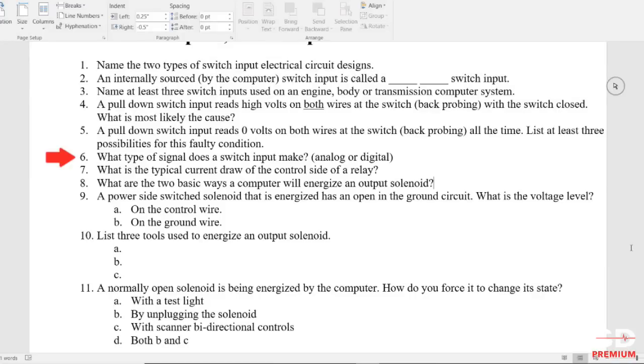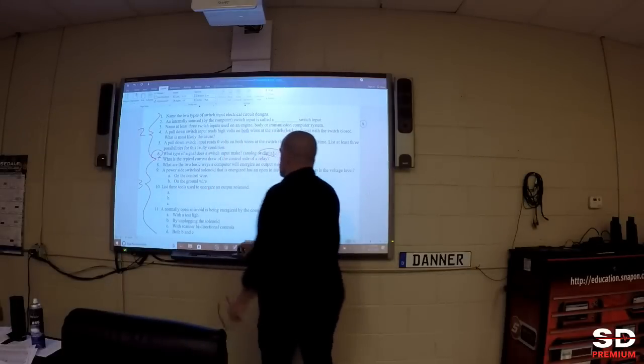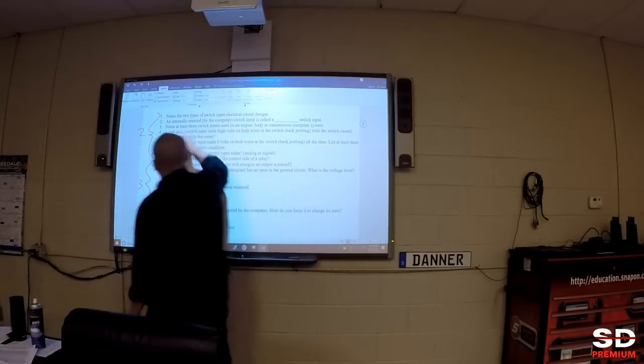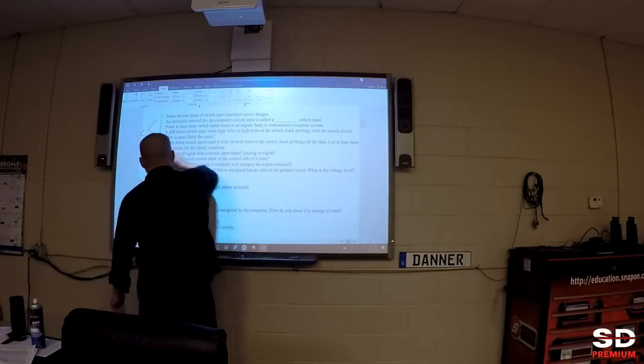What type of signal, so number 6, what type of signal does a switch input make? Analog or digital? Digital. Yeah, it's an easy one. Digital. Then we're on to some Chapter 3 material. This is all from 7 up. So these would be Chapter 2, and these guys would be 3. We'll be getting to those later today. Chapter 3, I think, yeah, we should be able to get to Chapter 3 today.